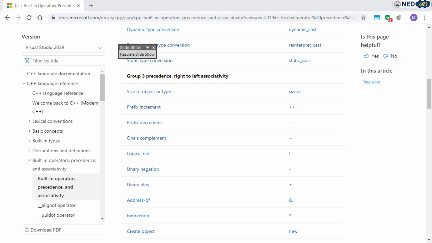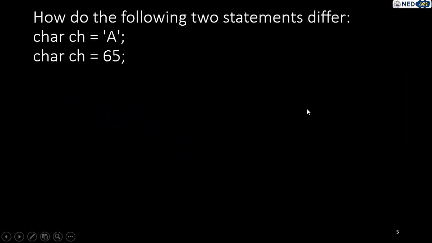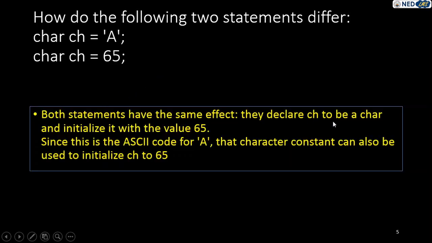Okay, so coming back to the slideshow. How do the following two statements differ? Char ch = 'A' and the other one essentially have the same meaning, because we know that the ASCII code of A is 65, and behind the scenes this character is actually an integer. So both statements have the same effect. They declare ch to be a character initialized with the value 65. Since this is the ASCII code for A, the character constant can also be used to initialize ch to 65. If I had printed ch as an integer, that would have displayed 65. If I had used just 65 to be displayed as a character, that would have displayed A. Essentially the same thing.